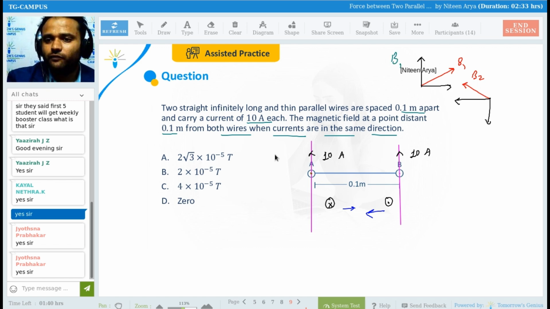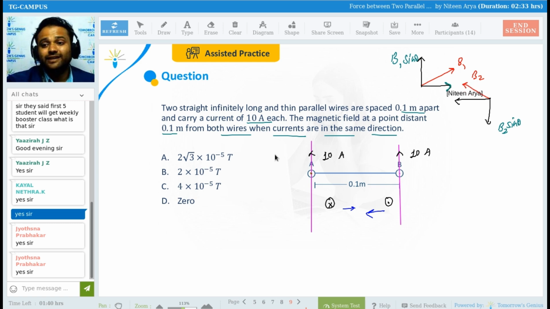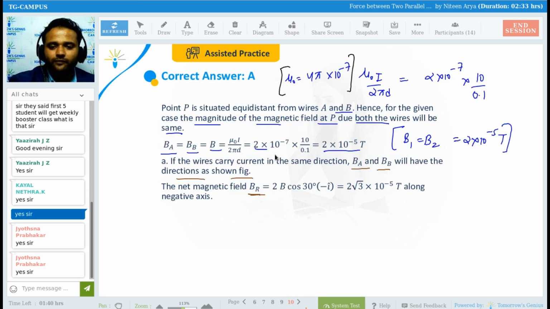So this B1 sine component and this B2 sine component are opposite, so they cancel each other. But they are in the same direction with the negative sense, so they are added down. Clear? Is this clear, everyone? This is the scenario. This is happening here. So that is why we took B_R equals 2B cos 30 degrees minus i, and then putting the value of B and cos 30 degrees. As simple as that, you get the result, and the result is A. Correct option is A. Is this clear, everyone?